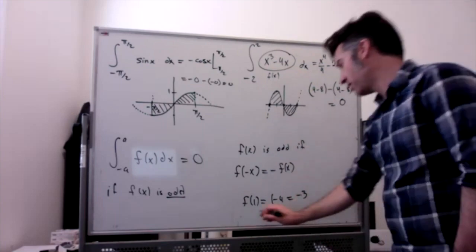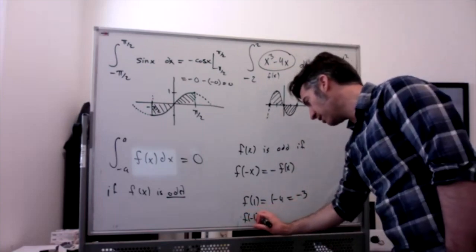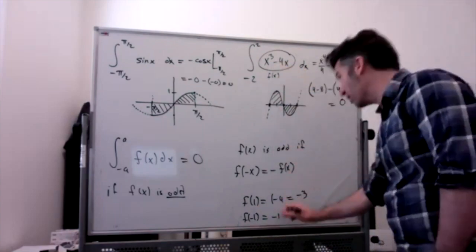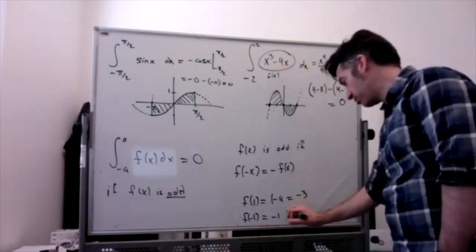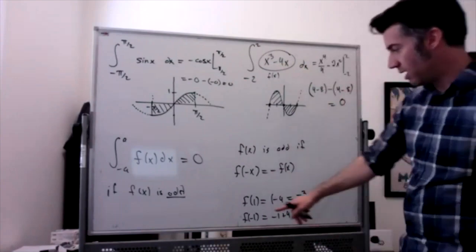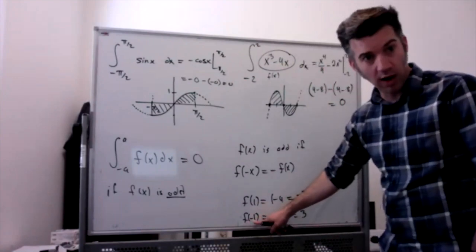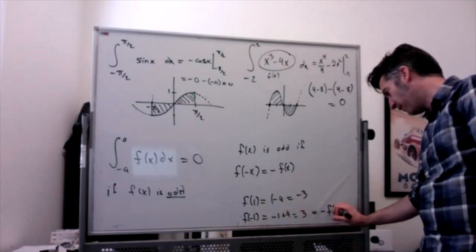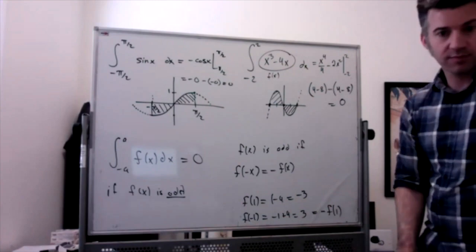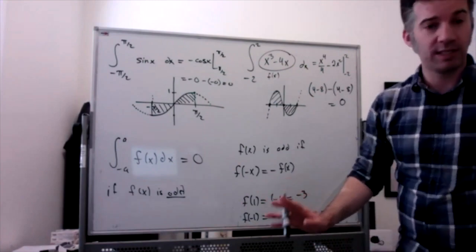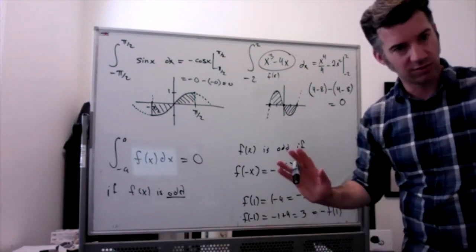On the other hand, f of negative 1 is negative 1 cubed, which is negative 1, minus 4 times negative 1, which is plus 4, which is positive 3. So we see that f of negative 1 is equal to negative f of 1. It's an odd function. Now, I should mention, showing it for one particular value of x doesn't actually justify that it's odd.